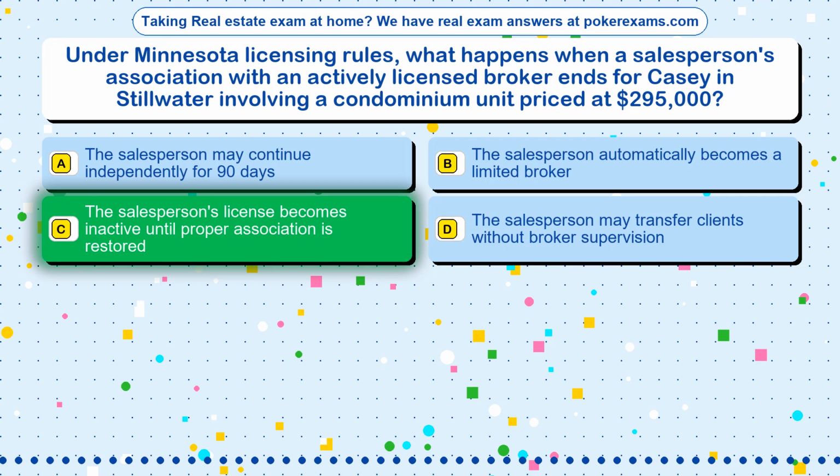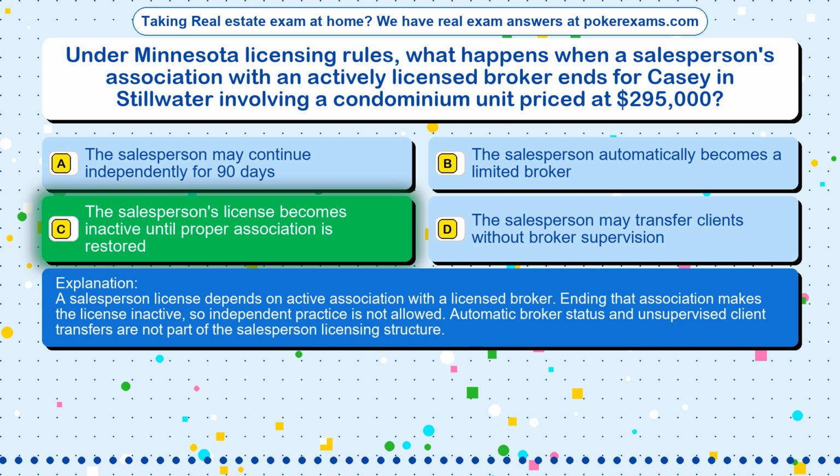The correct answer is option C. The salesperson's license becomes inactive until proper association is restored. A salesperson license depends on active association with a licensed broker. Ending that association makes the license inactive, so independent practice is not allowed. Automatic broker status and unsupervised client transfers are not part of the salesperson licensing structure.